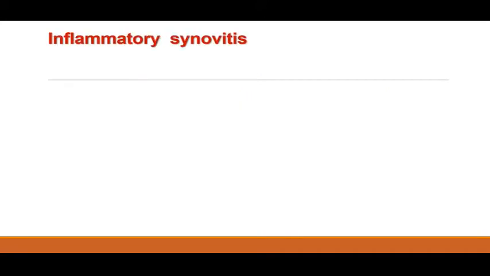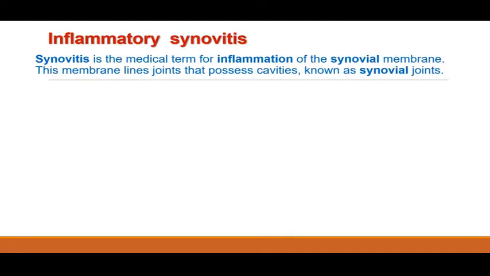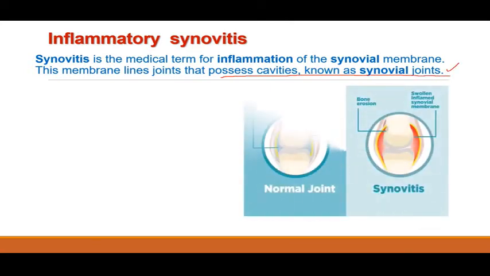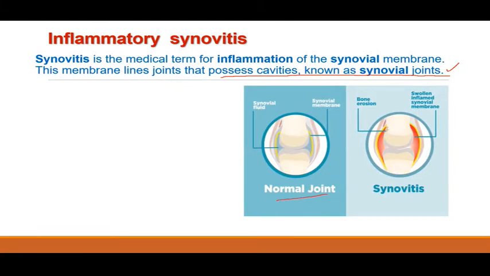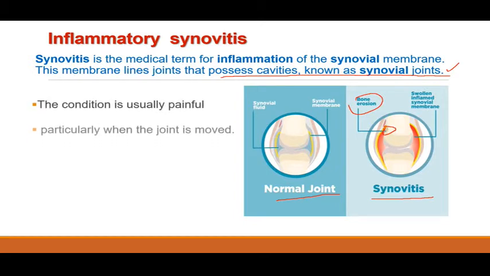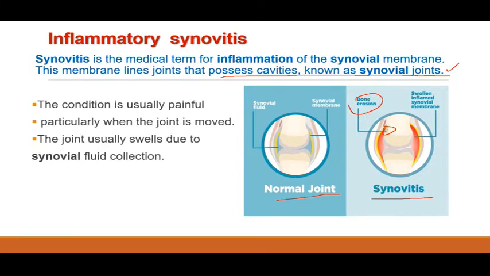Synovitis is the medical term for inflammation of the synovial membrane. This membrane lines joints that possess cavities, known as synovial joints. In the figure you can see the normal joint with the normal synovial cavity and membrane, and in the second case you can clearly see the bone erosion and swollen, inflamed synovial membrane. So this is the condition of synovitis. This condition is usually painful, particularly when the joint is moved. The joint usually swells due to synovial fluid collection.